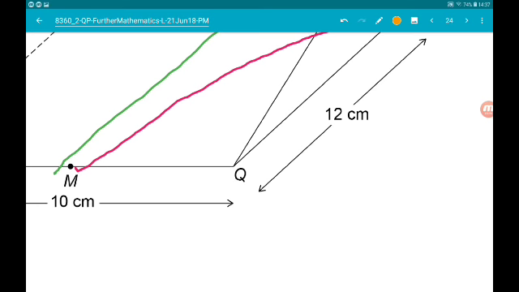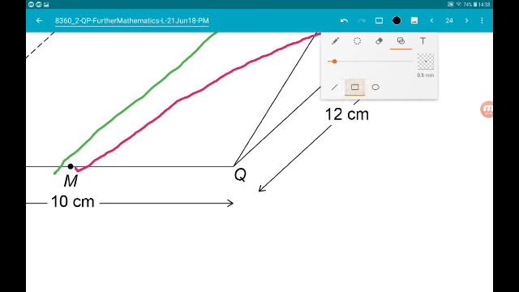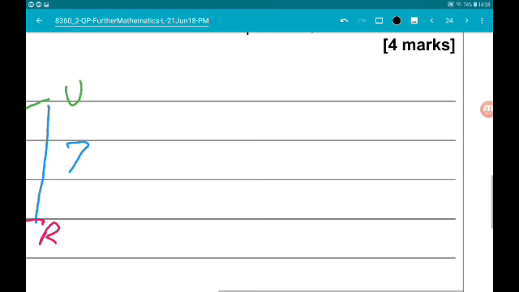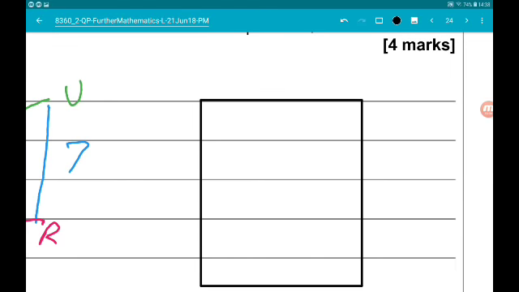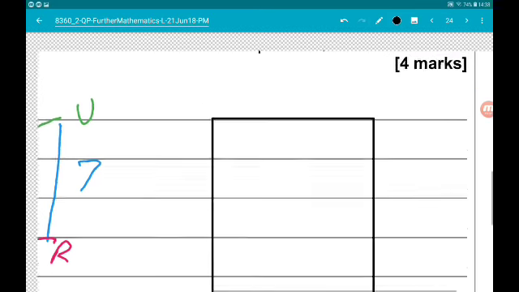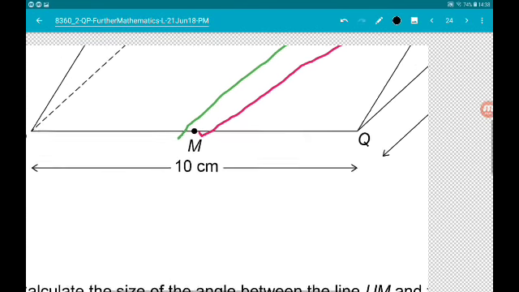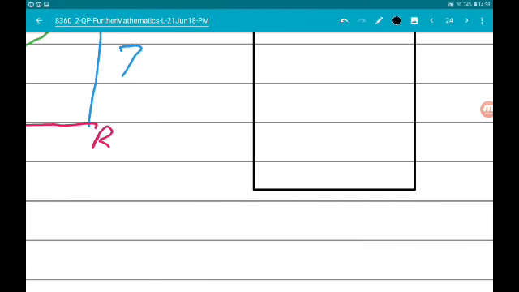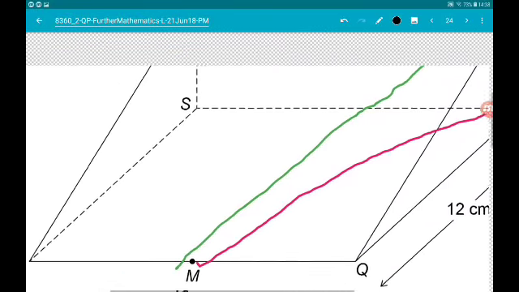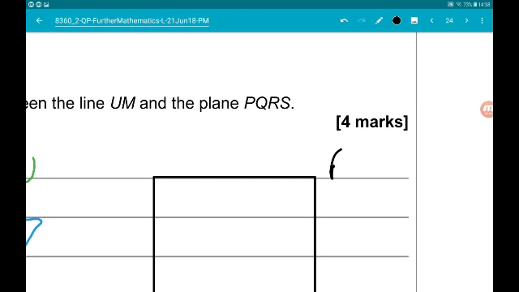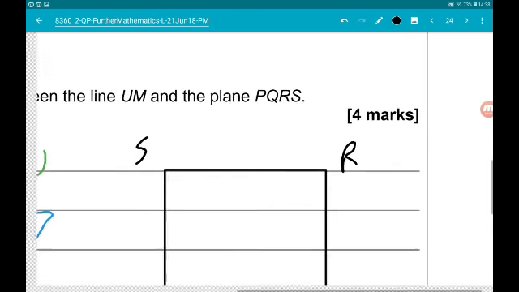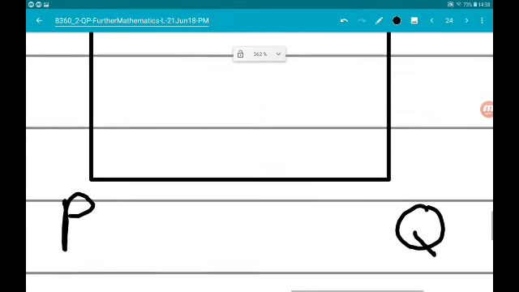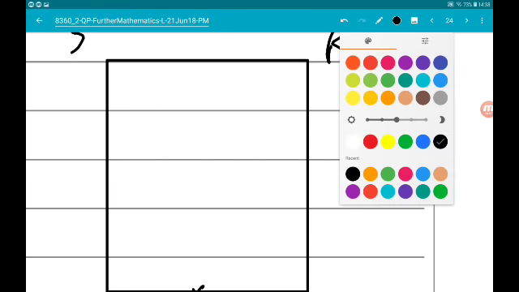So let's build out a rectangle as well for the base. Okay, so imagine we're looking down on the base. So we got P, Q, R, back right, and S over there. Now, the red line goes from M there back to R.